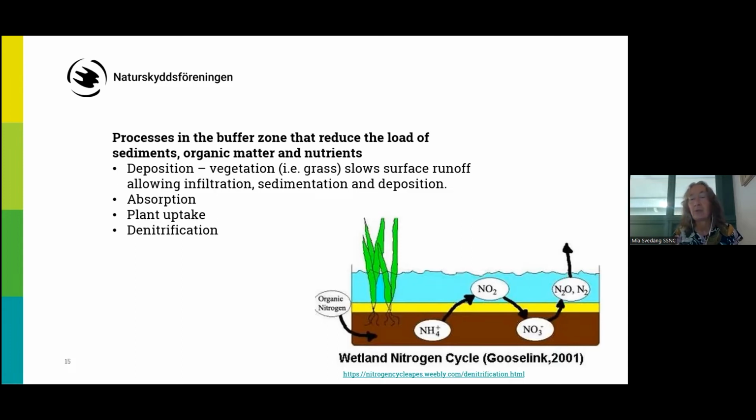And also absorption from vegetation, for instance, which is plant uptake, and also the nitrification, which is carried out by bacteria in the water, and which are making the nitrogen to come out from the water. So it's really a very important process. Many different processes in the buffer zone will contribute to take nutrients away.